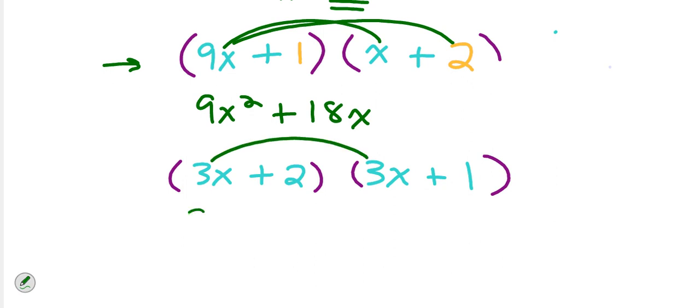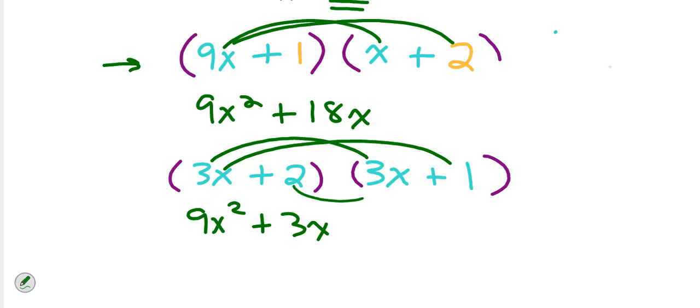3x times 3x, 9x squared. We already know. Good job on us. 3x times 1 is 3x. Oh, you know what? Duh. It doesn't matter where I put the 1 and the 2. It's going to get multiplied by the 3x. So here we go. 2 times 3x is 6x. Oh my goodness, do you see how it's working? 2 times 1 is 2. All right, so we're good.